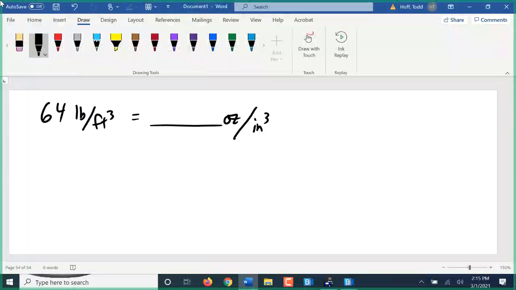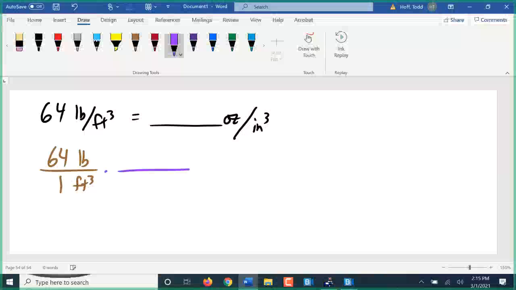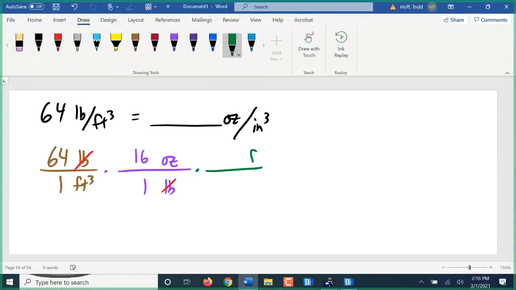So, start out as 4 pounds over 1 cubic foot. Here's the pounds. So we're going to put pounds on bottom, ounces on top. 1 pound is 16 ounces. Pounds have canceled out. We're going to get rid of cubic feet. On top here, 1 cubic foot is 1,728 cubic inches. Remember, it's cubic. So it's 12 by 12 by 12. 12 times 12 times 12 is 1,728.